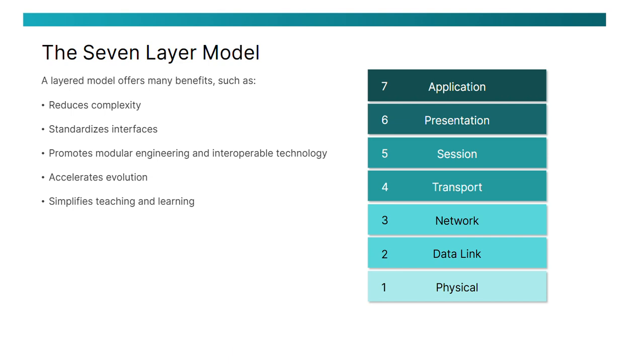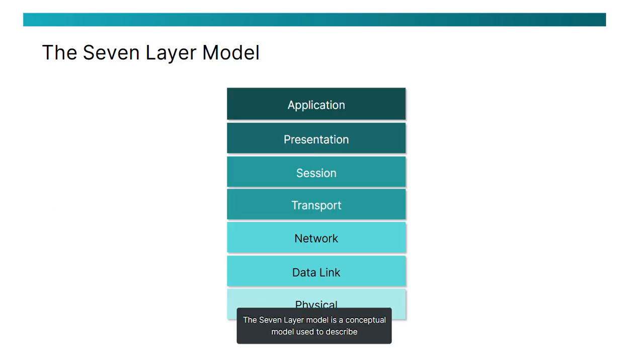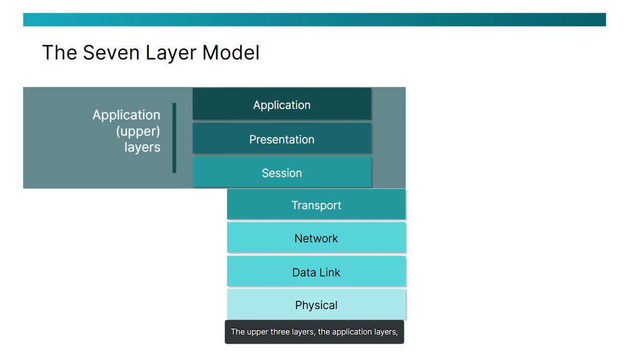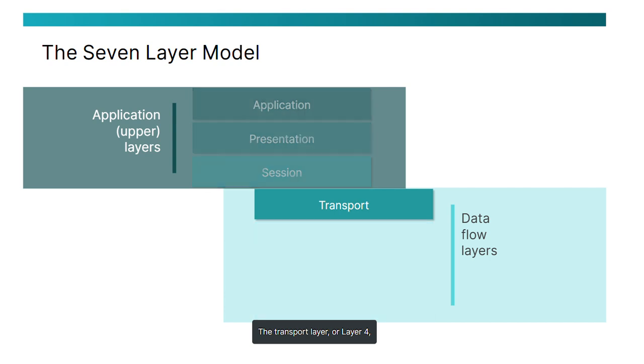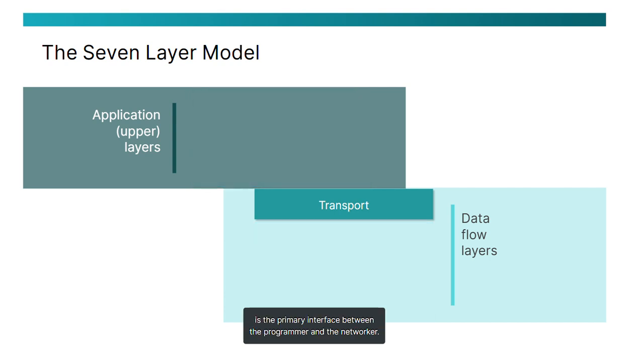Here are a few. The 7-layer model is a conceptual model used to describe standards of communication functions within a networking system. The upper 3 layers, the application layers, focus on the programmatic functions of network systems. The lower 4 layers, the data flow layers, focus on the networking or data flow of network systems. The transport layer, or layer 4, is the primary interface between the programmer and the networker.